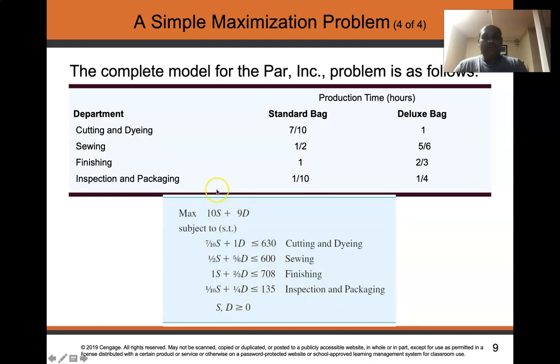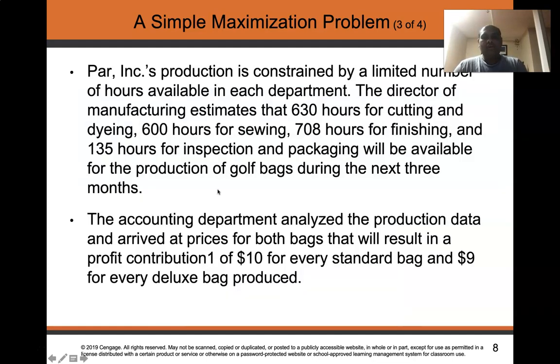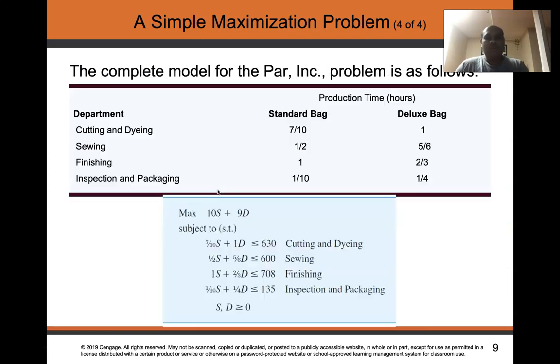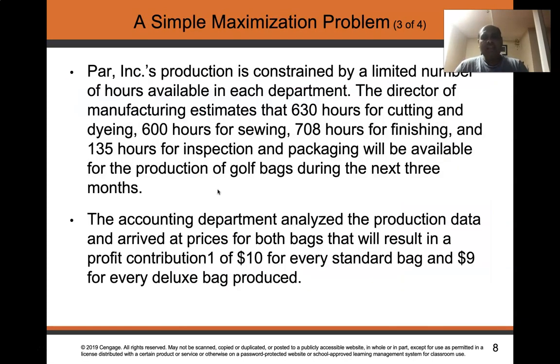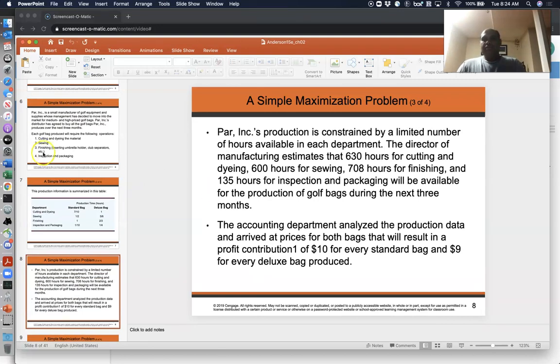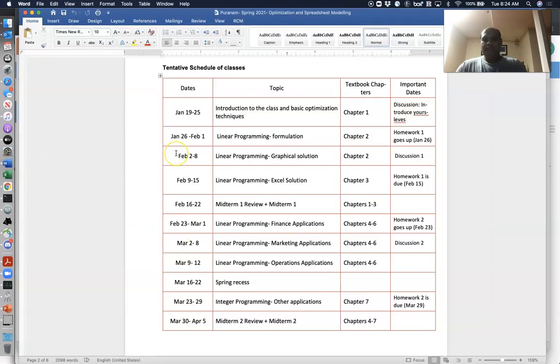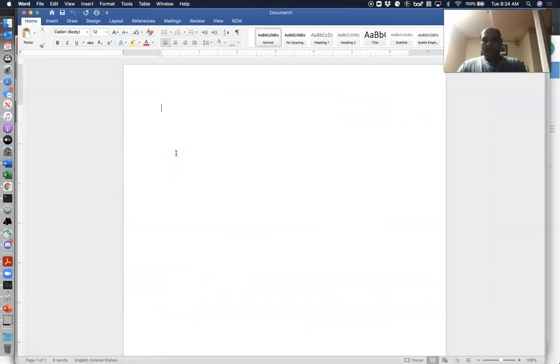So here is the formulation for the problem. What I'll do is open up a Word file where we'll go through all the steps one by one, and then we'll go through the solution procedure next week. So let's open up a Word file.